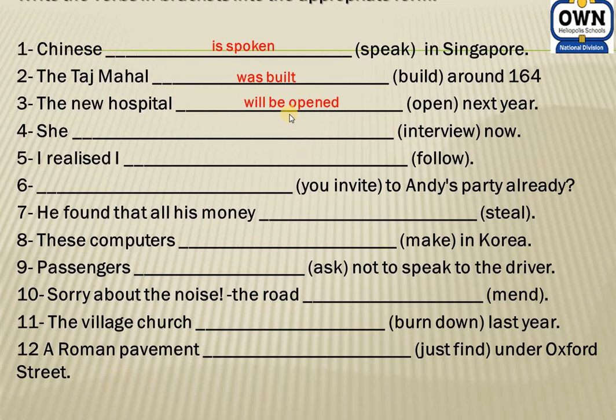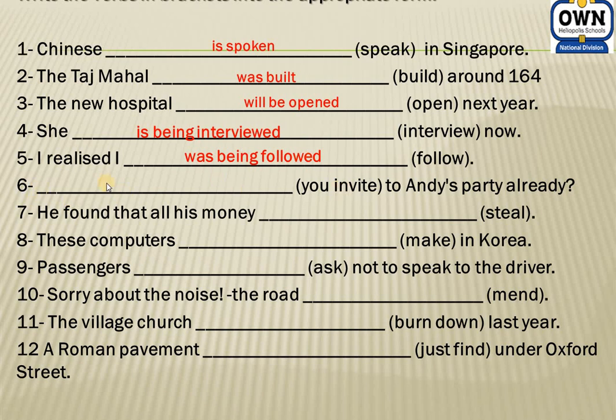Now let's go to another question. Number 4. She interview now. Now is the keyword of the present continuous, so this sentence is in the present continuous. The form of the passive in the present continuous is object plus am, is, or are, being, and the verb in the past participle, like the following: she is being interviewed now. Number 5. I realized I follow. The answer is: I was being followed. Was being followed, past continuous.